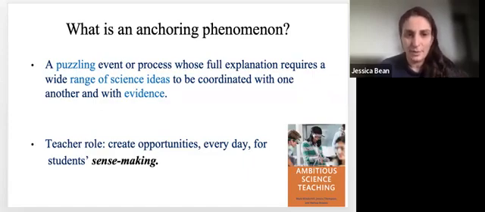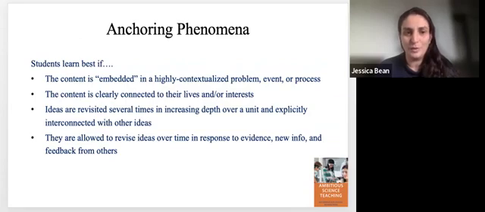And why do we do this? Why do we use anchoring phenomena? Because we know that, based on even what those practices recommend, students learn best if content is embedded in contextualized problems or issues in a place that connects to their lives. And again, it allows students to really revisit ideas over time and increase their depth of knowledge over time throughout a unit. And finally, we really want to provide opportunities for students to revise ideas and get feedback from others and synthesize new information and incorporate that into their thinking.